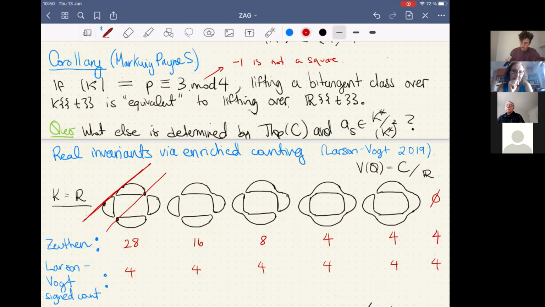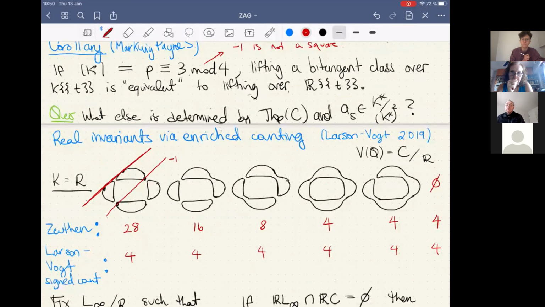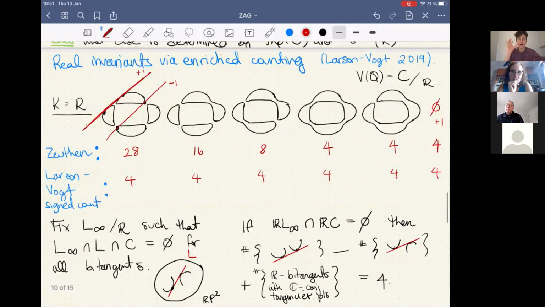And then they assign -1 to these types of bitangents and a +1 to these types of bitangents. Add them all up. I should also say you have a +1 to these types of bitangents, which have their tangency points in complex conjugated points, right? This recipe wouldn't work for you otherwise. So you give a +1 to those types of bitangents as well. And what Larson and Vogt managed to show is that, well, as long as your affine chart, the line that you choose to define your affine chart, so your line at infinity, does not touch the curve, then the sign count is always 4.